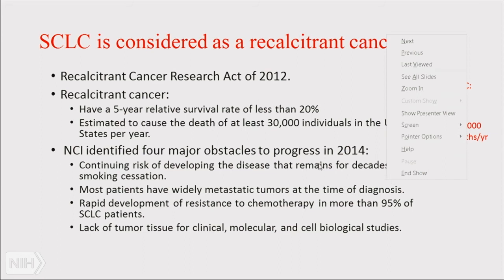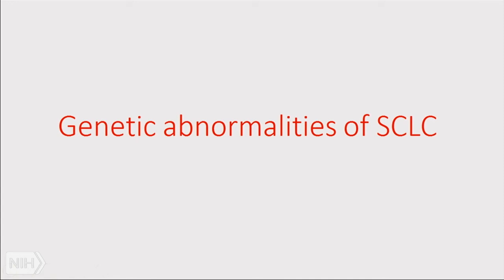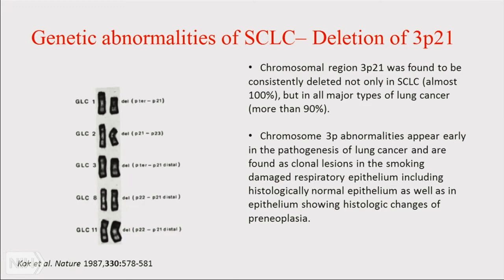All right, so I'm going to talk about basic information about the cancer biology of small cell lung cancer. Because of the time limit, it's not possible for me to talk about every aspect of small cell lung cancer, so I'm going to focus on the genetic abnormalities. The first genetic abnormality of small cell lung cancer to be noticed is the deletion of chromosomal region 3p21.